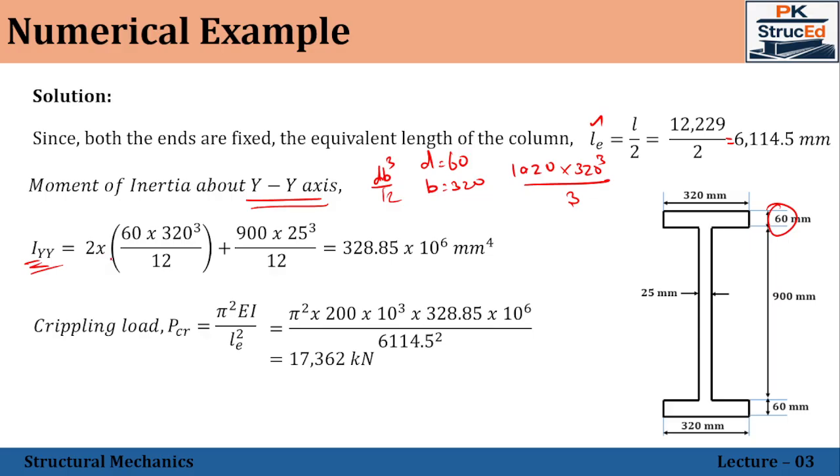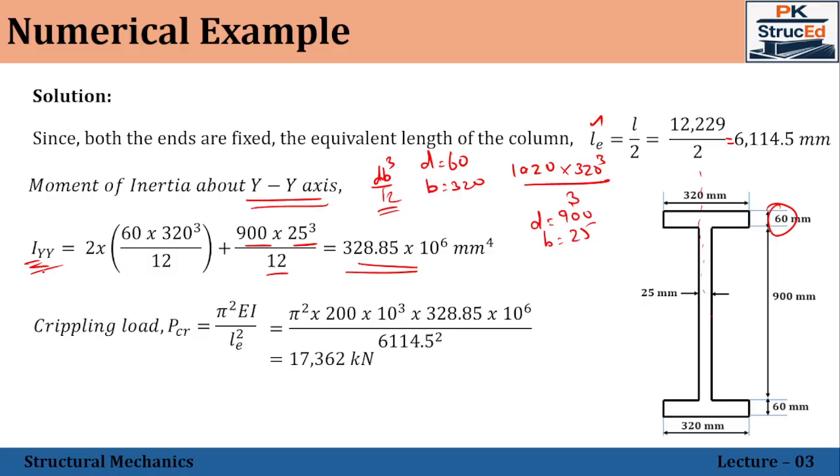And again, it is symmetric, so we are not going with the second part of the parallel axis theorem, that is A into x bar square. It is symmetric because this section is symmetric about the axis. So the x bar of this flange section and the x bar of the I section coincide. So the second component will be 0 for both flanges as well as the web. Now moving on with the web, again DB cube by 12. For the web, D will be equal to 900 and B will be equal to 25. So substituting, it will be 900 into 25 cube divided by 12. We will get the IYY as 328.85 into 10 power 6.